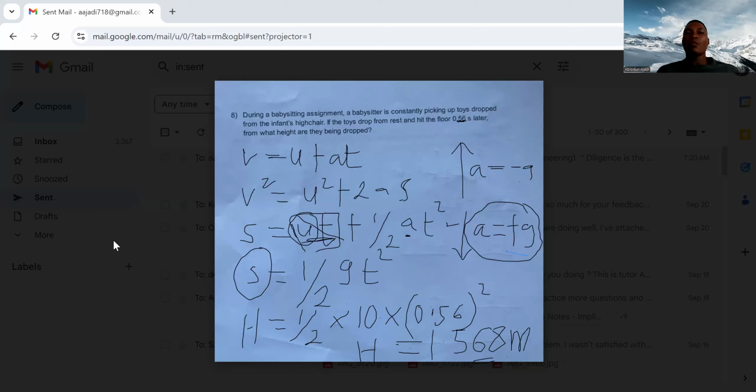So the equation of motion that should be used for a particular question depends on the parameters given. And that is basically what we have for that.